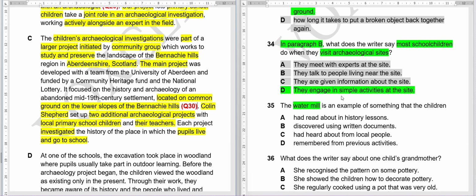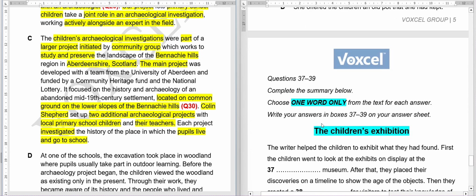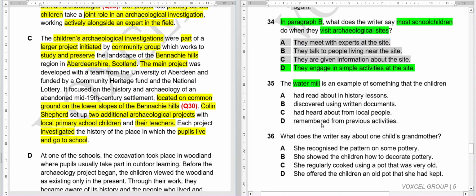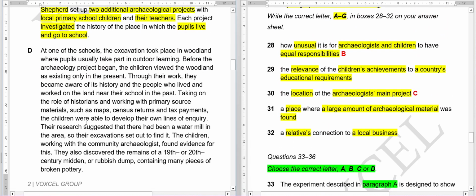Again, there is no mention of that, so we don't need to worry about that. And there is no mention of children's exhibition either. So what we're going to do is move to the next paragraph, that is D. At one of the schools, the excavation took place in woodland where pupils usually take part in outdoor learning.